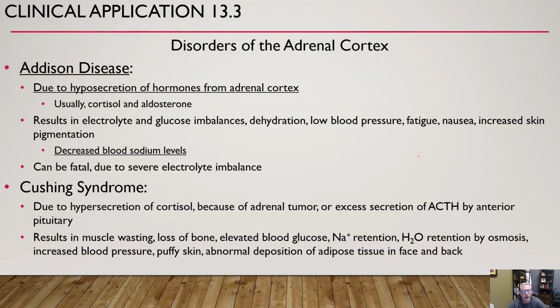All right, disorders of the adrenal cortex. We have Addison's disease and Cushing's syndrome, just to name two. There's plenty of others. Addison's disease is a hyposecretion, or insufficient hormone, from the adrenal cortex. It's usually going to be cortisol and aldosterone.